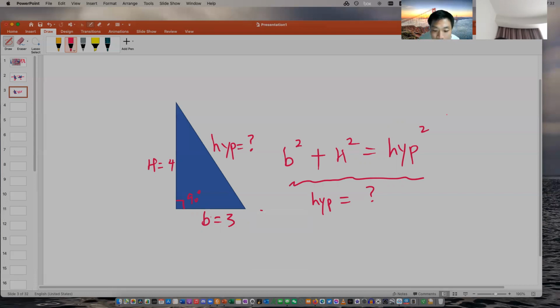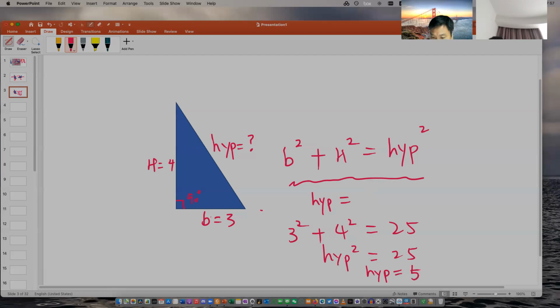Yes, okay. So the hypotenuse in this case is 5. Let me just quickly show you. This is 3 square, h is 4 square. So eventually you have 9 plus 16, which is 25. So hypotenuse square is 25. Therefore your hypotenuse, it has to be positive, so your hypotenuse is 5. So that's how you get hypotenuse equals to 5, right?